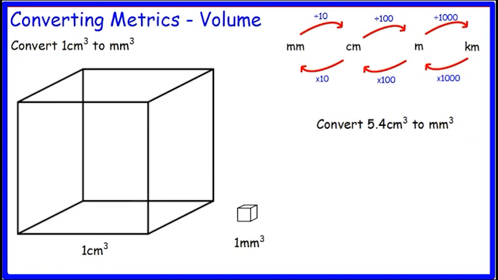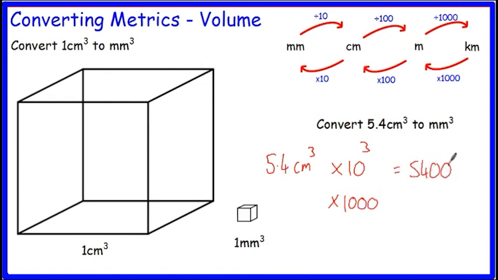5.4 centimeters cubed to millimeters cubed. Centimeters to millimeters is times by 10. It's talking volumes. Look at the cube there. That's times by 1,000. So 5.4 times 1,000 would be 5,400 millimeters cubed.